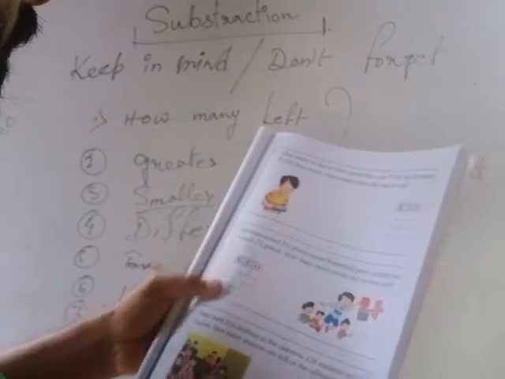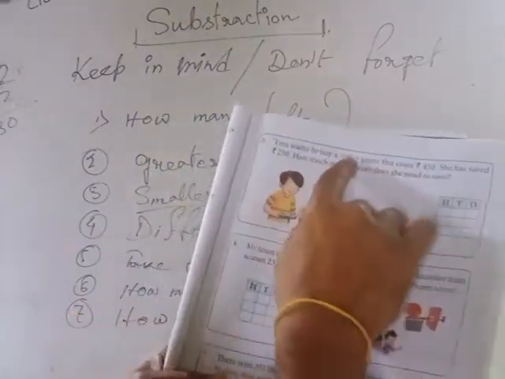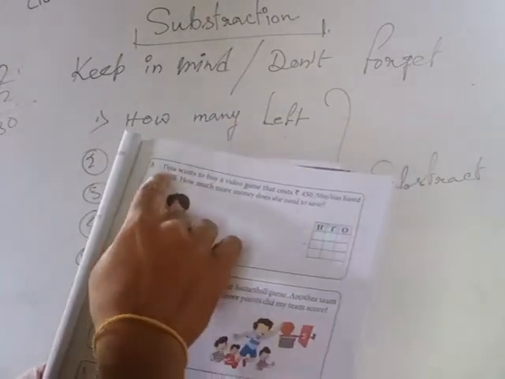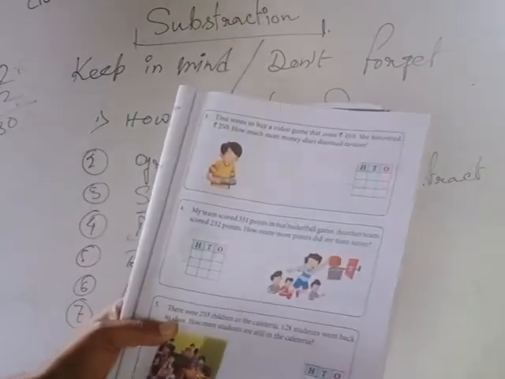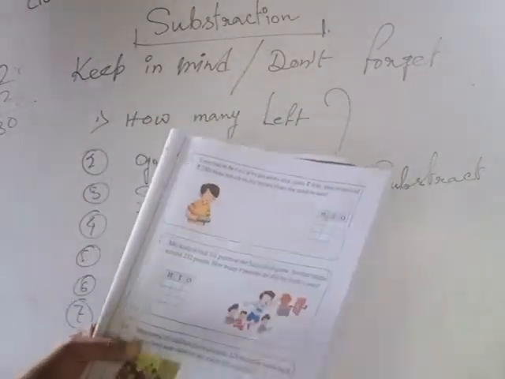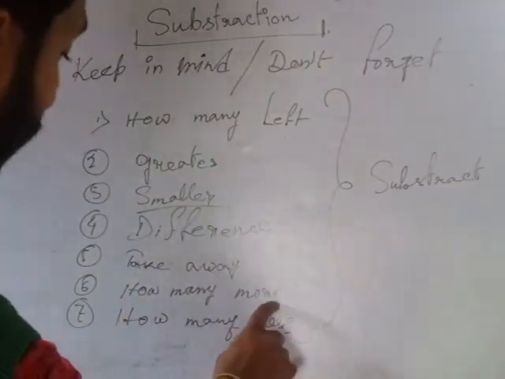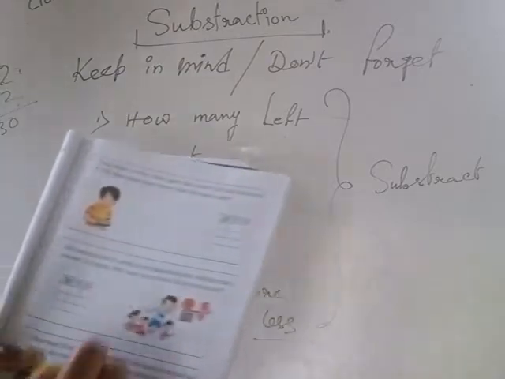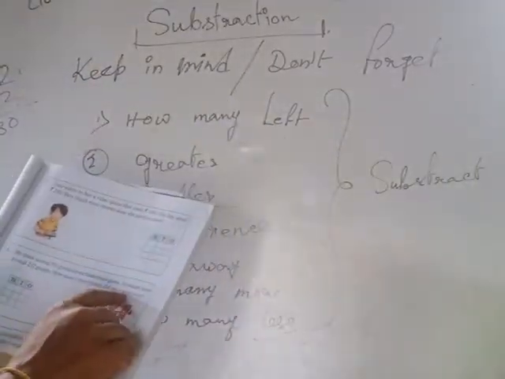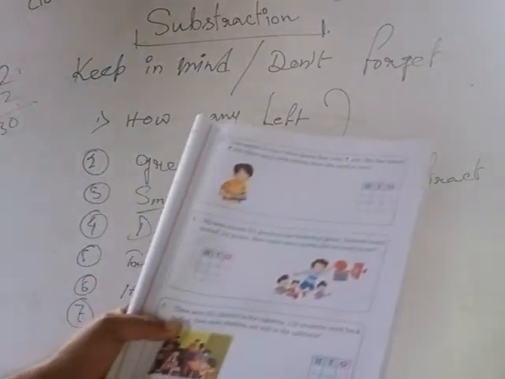Then Tina wants to buy a video game that costs 450. She has saved 250. How much more money does she need to save? How many more or how much more? That means you should subtract the number. How many more points did my team score? How many more? That also means you should subtract the number.